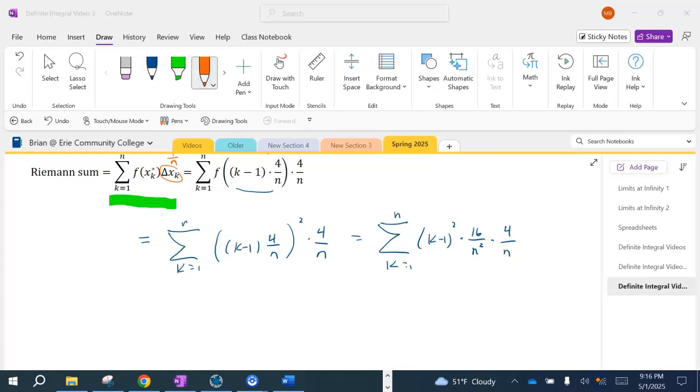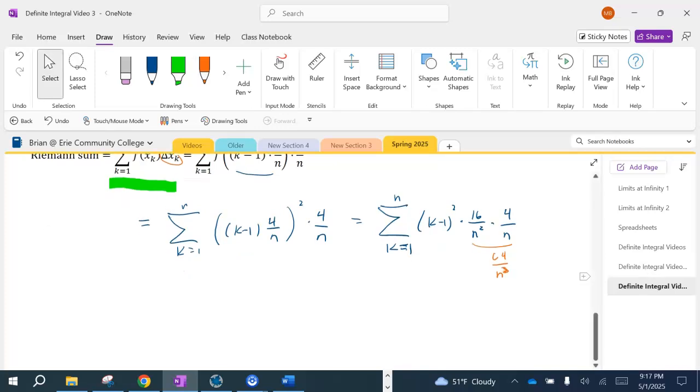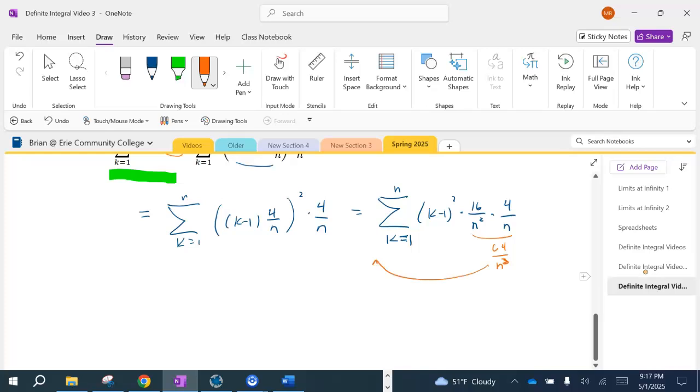Now, one move we're going to do next, again, we saw this in some of our prior work. The sum is dependent on k. n is fixed for right now, and therefore these factors right here, which combine together to give you 64 divided by n to the third power, that's a fixed quantity temporarily here. So what we can do is factor that out of the sum.